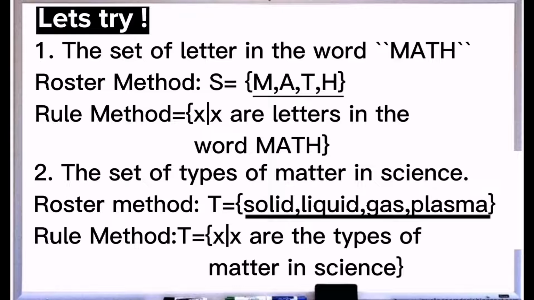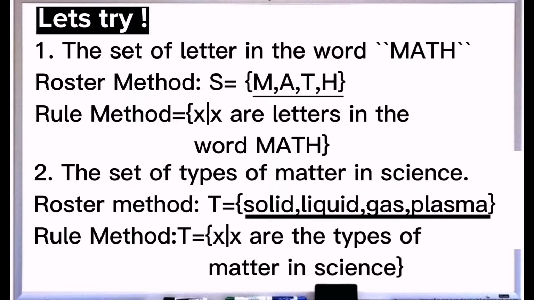In the rule method, we write a capital letter S, then an equal sign. Next is the open brace. Write also a variable x, then a vertical bar, the variable x again, and also the words or letters in the word math. And lastly, the symbol for a closed brace. We read it as set S is the set of all elements x such that x are letters in the word math.